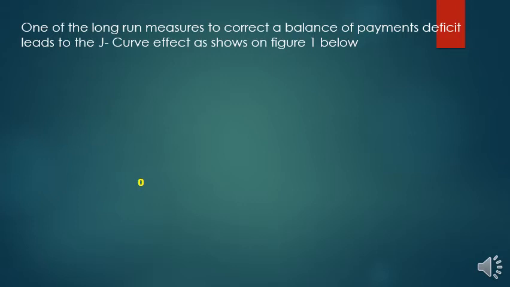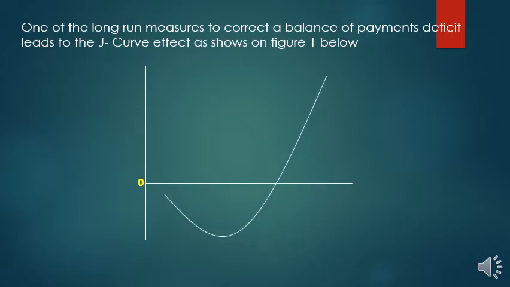So pay attention. To do that, let's start by presenting our vertical line, which represents the y-axis. Let's present our x-axis, the horizontal line. From there, you present your J curve. This is how the J curve looks like.